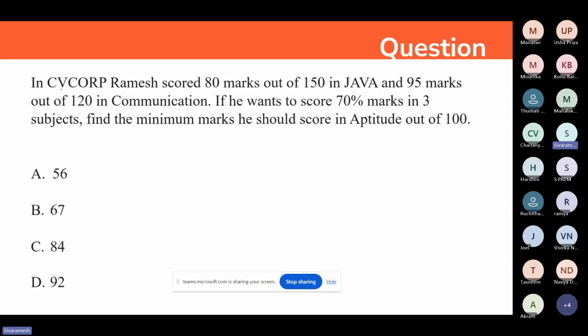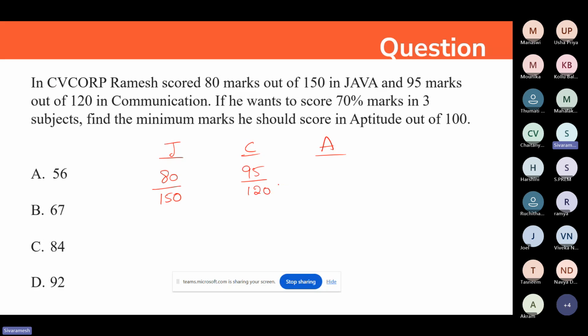In CVCORP, Ramesh scored 80 marks out of 150 in Java. First of all, we'll write the subjects they mentioned: one is Java, one is communication, and the next one is aptitude. There are three subjects. They mentioned that Ramesh scored 80 marks out of 150 in Java, and he scored 95 marks out of 120 in communication.